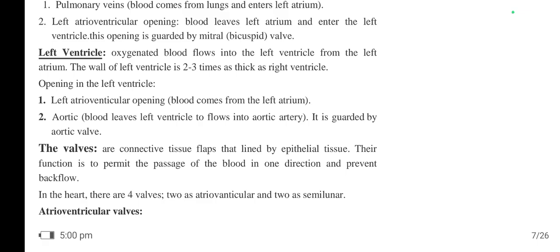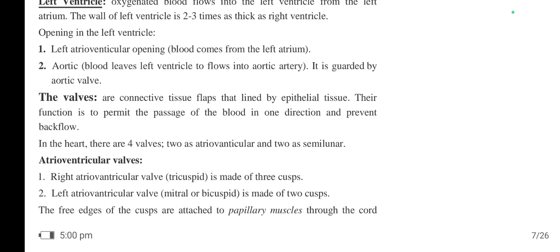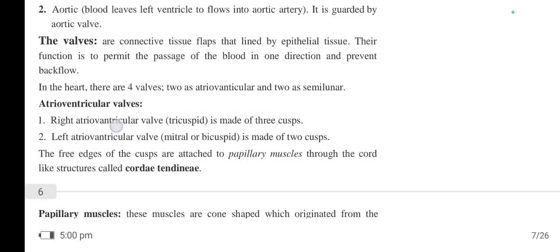Left ventricle: oxygenated blood flows into the left ventricle from the left atrium. The wall of the left ventricle is 2 to 3 times as thick as the right ventricle. Openings in the left ventricle: number 1, the left atrioventricular opening, where blood comes from the left atrium. Aortic opening: blood leaves the left ventricle to flow into the aorta. It is guarded by the aortic valve.